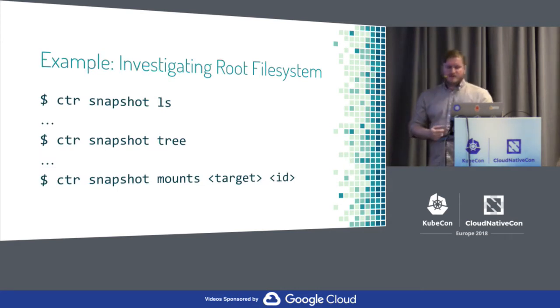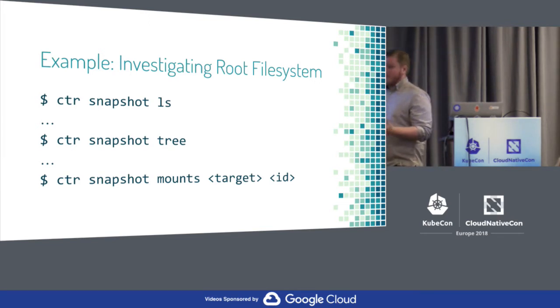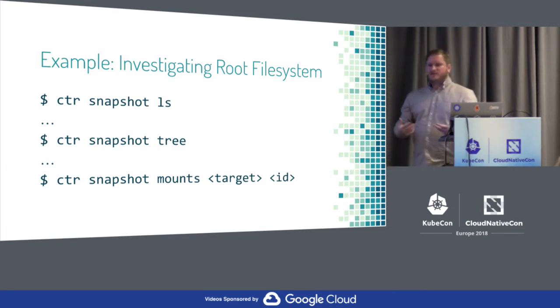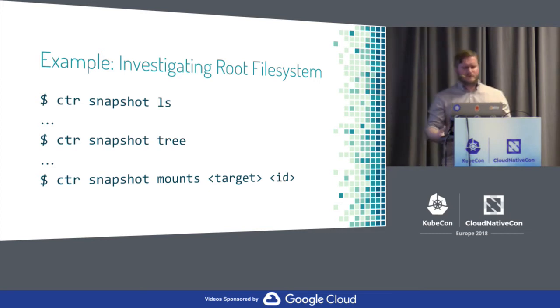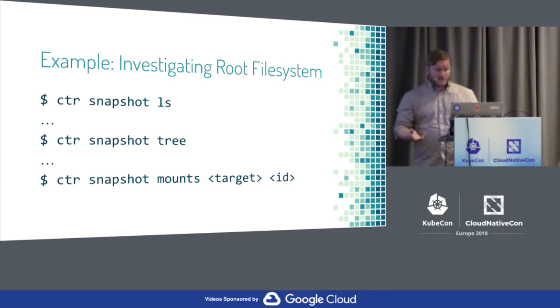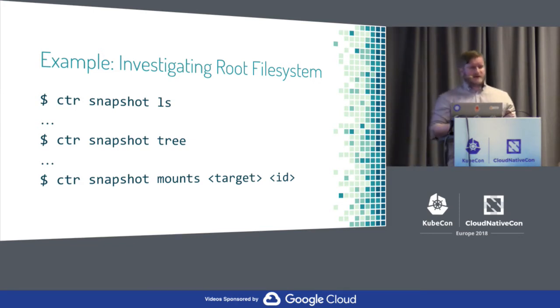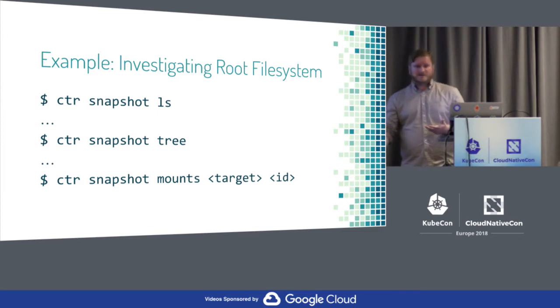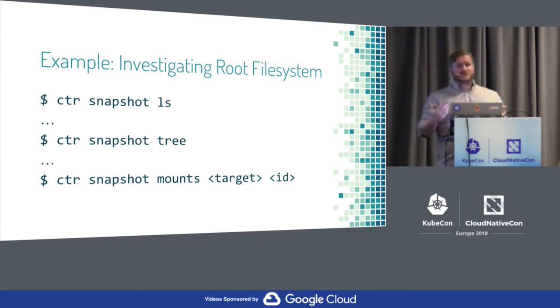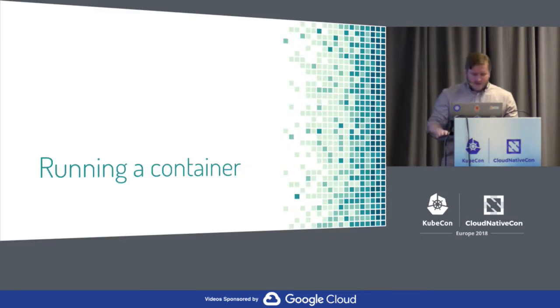So here's an example of investigating the root file system. We can do CTR snapshot ls, and that will tell us what snapshots and container file systems are there, and we can see the relationships. If anybody remembers Docker tree, the command that was removed, we can actually do that a lot better because of the abstractions in containerd, and we can support it. And then you can take that and generate a mount command. So I can mount a container's file system without actually running a container, which is useful.